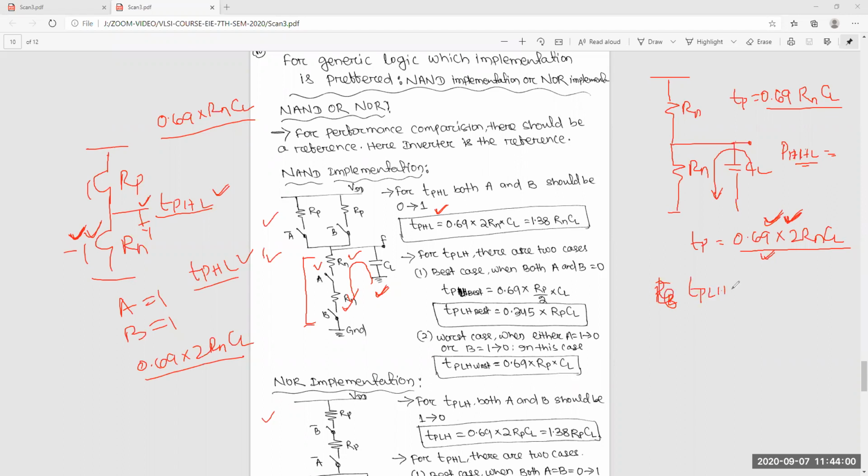TPLH, low to high, will happen in two cases. Either this will be 1 or this will be 0, this will be on, or this will be 0. Yes or no? There are two paths, so the current will flow either in this path or in this path. Any one of these PMOS will be on means there is current flow. So in this case, TPLH.